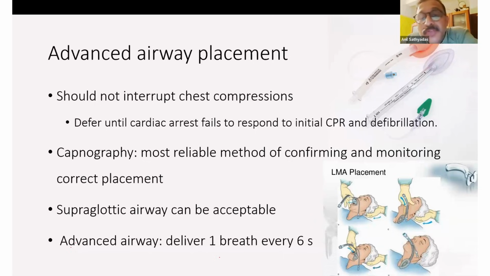And once you put in the airway, till now we are doing 30:2, right? 30 compressions and 2 breaths. Once you put in the airway, the rate of ventilation or breaths would be 10 per minute. So that's 1 breath every 6 seconds. And the tidal volume, hope you know, is just enough to have a visible chest rise.